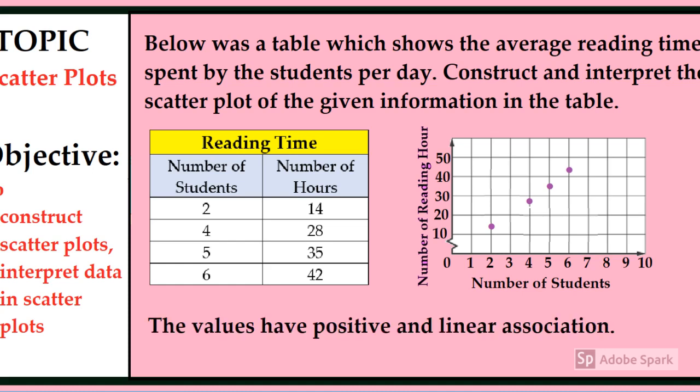By just looking at the graph, you can see that as x increases, the y also increases. Therefore, it has a positive association. And the points lie closely in a straight line, so there's a linear association as well.